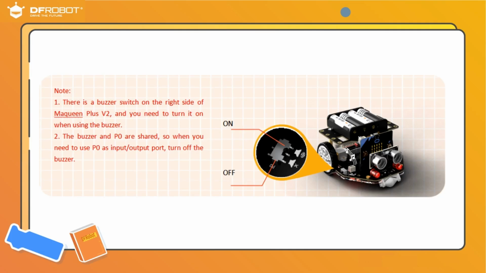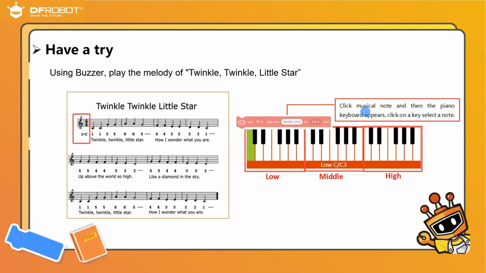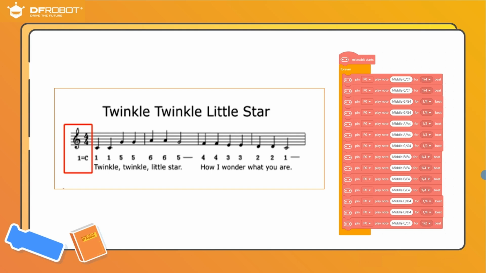Please note, if your buzzer doesn't make a sound, ensure the buzzer switch on Maqueen is turned to the on position. This is how we simulate effects using programming with the buzzer. Next, let's have a brief challenge. Try making your Maqueen play the melody of Twinkle, Twinkle, Little Star. The approach is quite similar, just be meticulous when selecting notes and ensure you choose the correct beats.